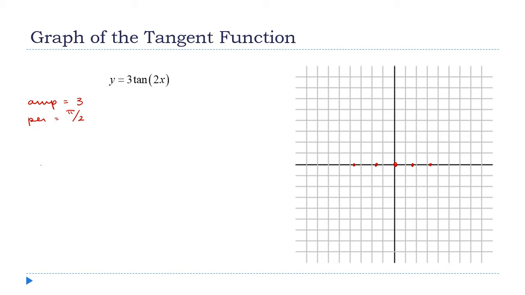The asymptotes are halfway in between them. Right, so I had my first one at 0 and my second one at pi over 2. That means the first asymptote is here at x equals pi over 4. And then I must have another one here at negative pi over 4. You notice, what's the distance from negative pi over 4 to pi over 4? Well, that's pi over 2, which is a period. Excellent. That's exactly what I expected to see.